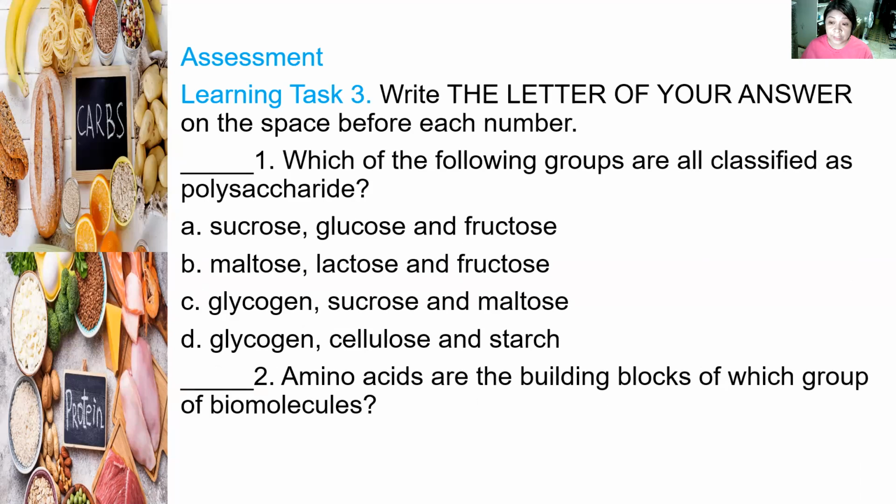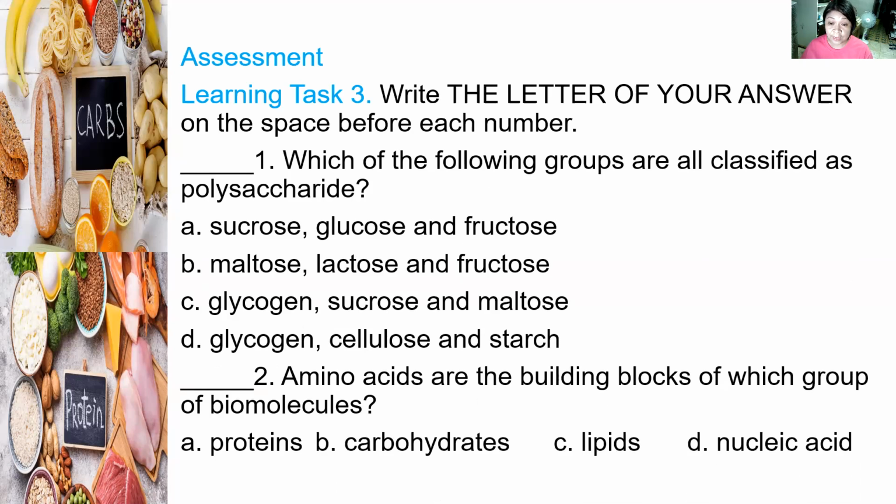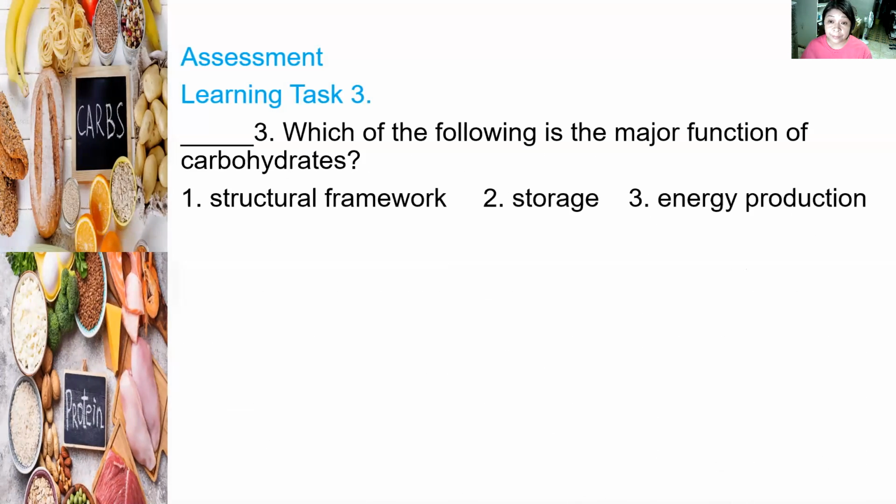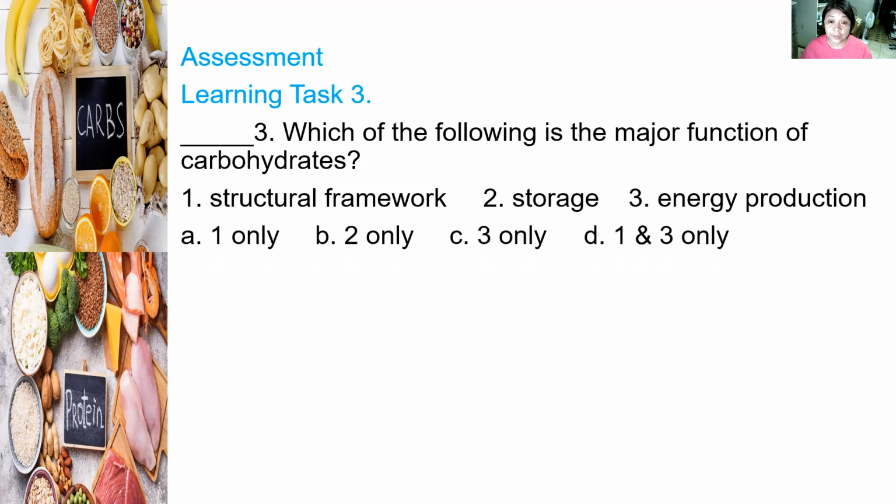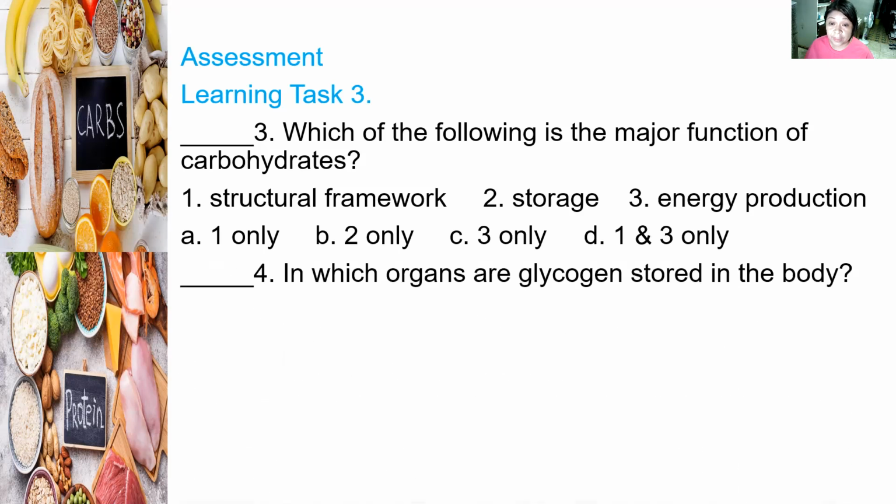Number 2, amino acids are the building blocks of which group of biomolecules? A, proteins, B, carbohydrates, C, lipids, D, nucleic acid. Number 3, which of the following is the major function of carbohydrates? 1, structural framework. 2, storage. 3, energy production. Letter A, 1 only. B, 2 only. C, 3 only. D, 1 and 3 only.